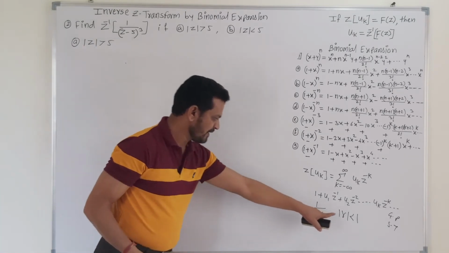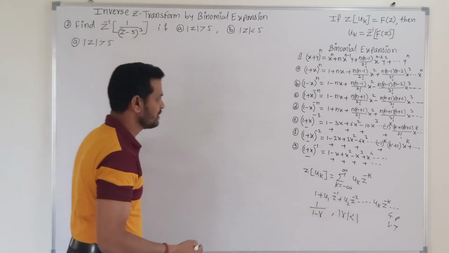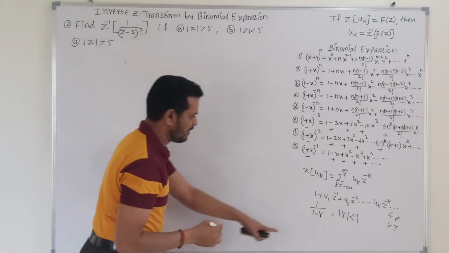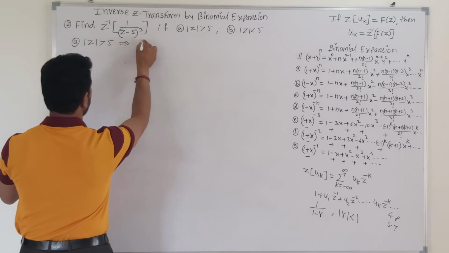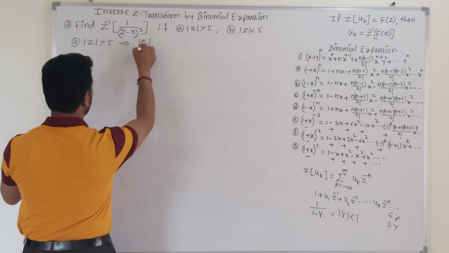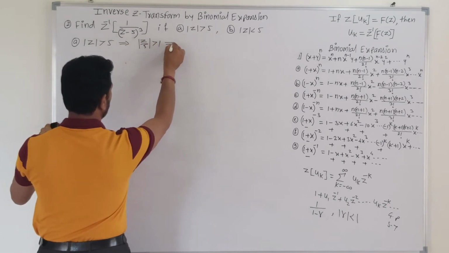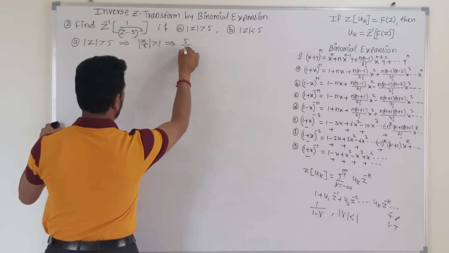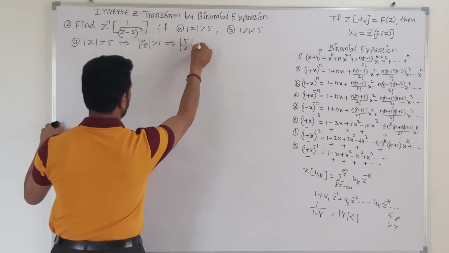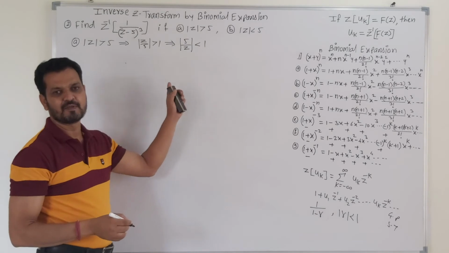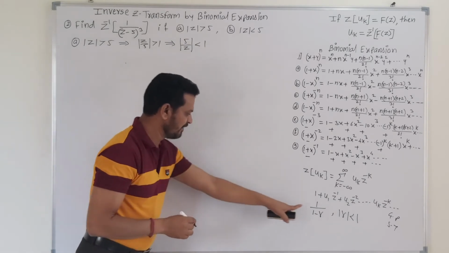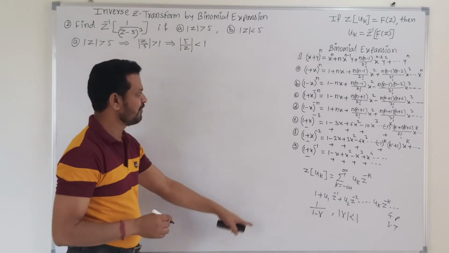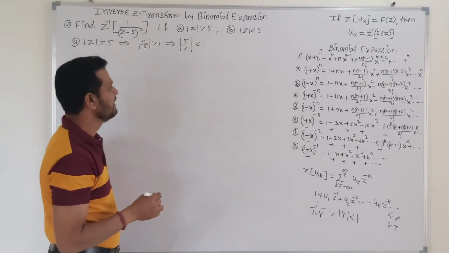According to our region of convergence condition, we are interested in mod of r is less than 1, so we can write this as z upon 5 is greater than 1. This indicates that after taking reciprocal of this term, we get 5 upon z is less than 1. Now next step is that write down the given function as 1 upon 1 minus r form, so that we can apply this result easily.